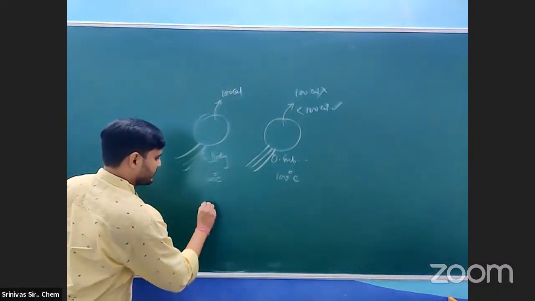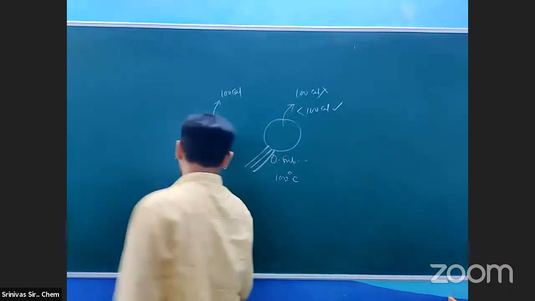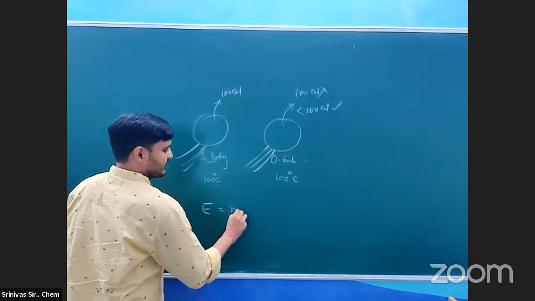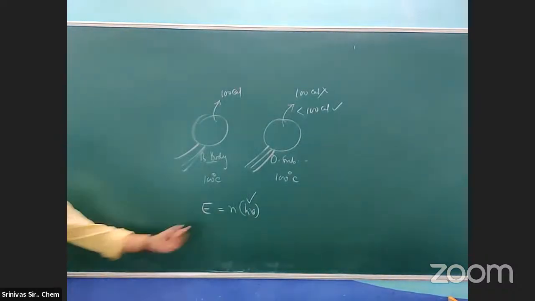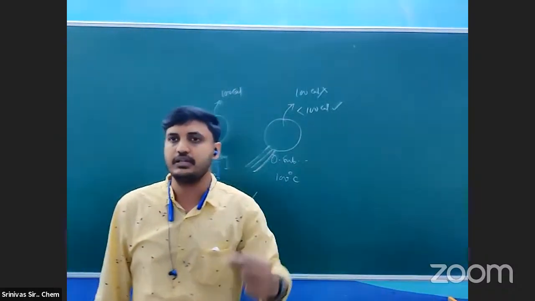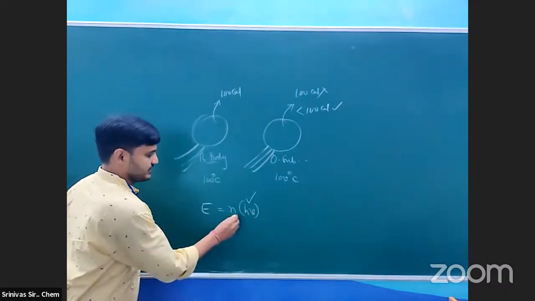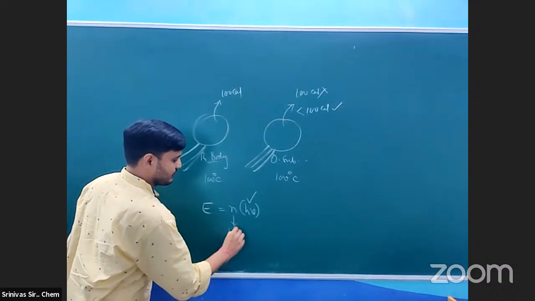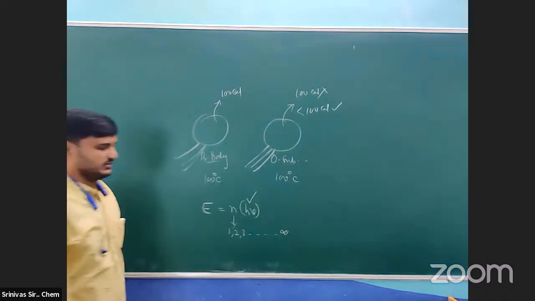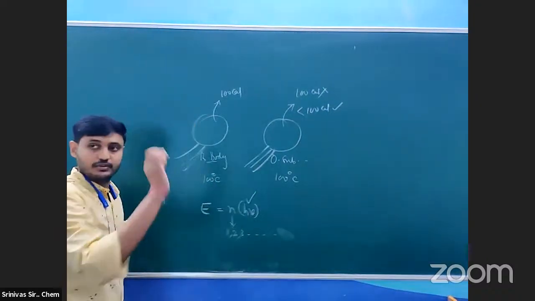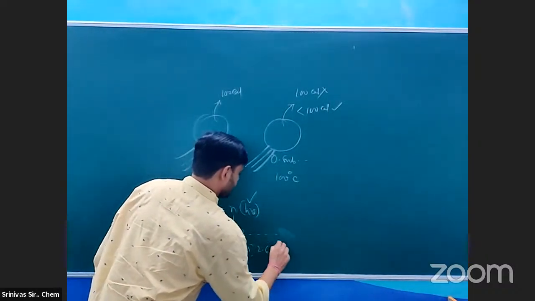Suppose E is the total amount of energy emitted or absorbed by a body, maybe a black body. This must be equal to a whole number of multiple times of quantum. Quantum is nothing but h nu, right? Because h nu is the energy of each and every energy packet, each and every photon. This n is always a whole number, either 1 or 2 or 3 and so on. It should not be 1.1, 1.5, 2.6 or any fractional value.